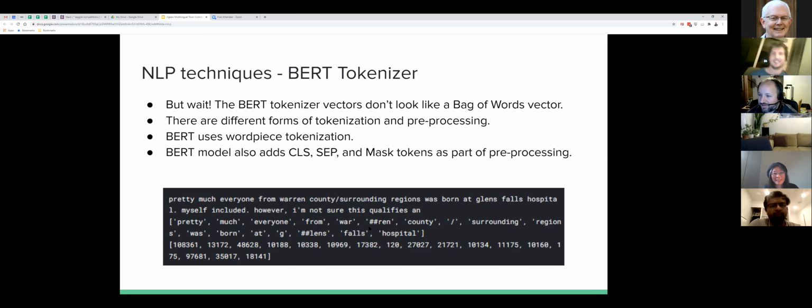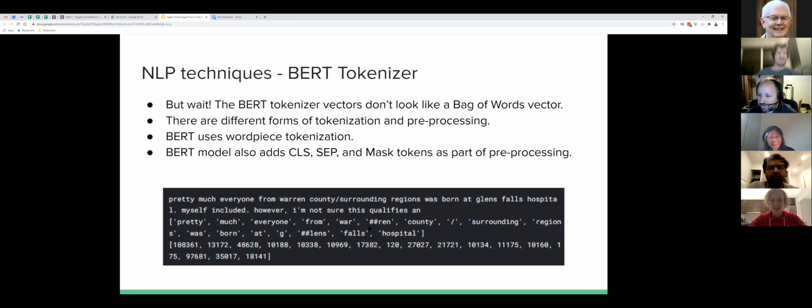Sorry, go ahead. I'm sorry. So the way that it tokenizes, does that mean that different languages get the same token if it's the same word? I imagine so, or if it's the same sequence of characters, I would imagine that's how it works.